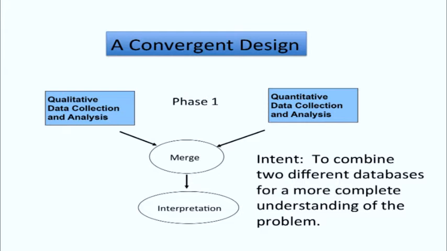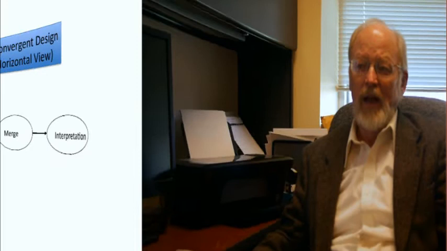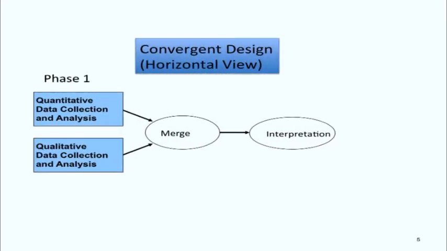The whole intent of this design is to capture two different perspectives on a problem. One based on a rating form or a survey or a questionnaire that people might fill out, and the second on individual interviews. And so those personal views are going to be compared with the more statistical, quantitative views, and we're going to bring those two views together. Now this design can be drawn vertically, as in that last slide, or more horizontally in this slide. It doesn't make a lot of difference. I've seen them drawn both ways.